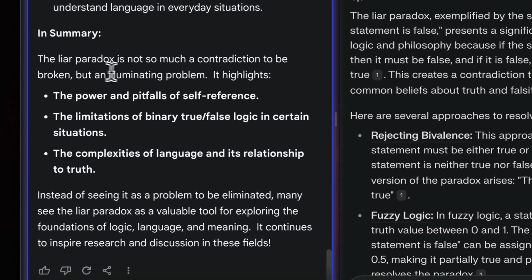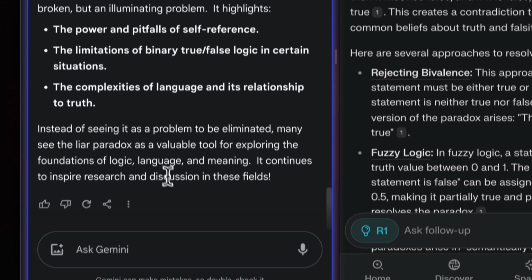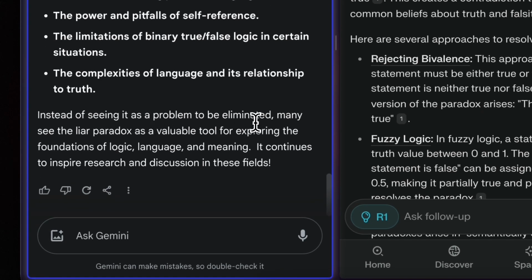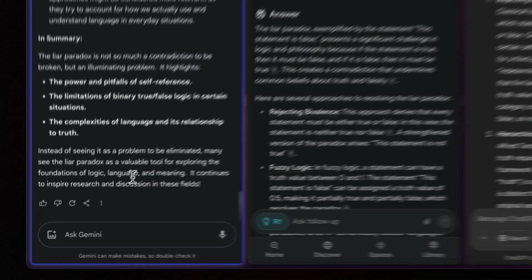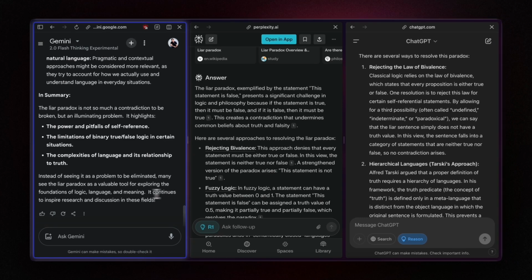So the liar paradox is not so much a contradiction to be broken, but an illuminating problem. It highlights the power and pitfall of self-reference, the limitation of binary true-false logic, and the complexities of language and its relationship to truth. So instead of seeing it as a problem to be eliminated, many see the liar paradox as a valuable tool for exploring the foundation of logic, language, and meaning. It continues to inspire research and discussion in this field.